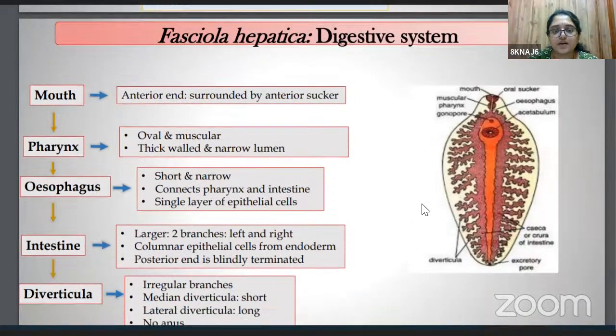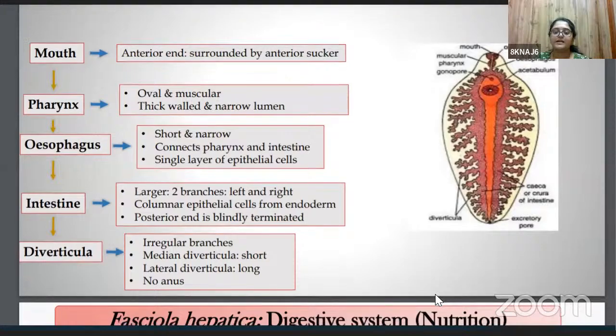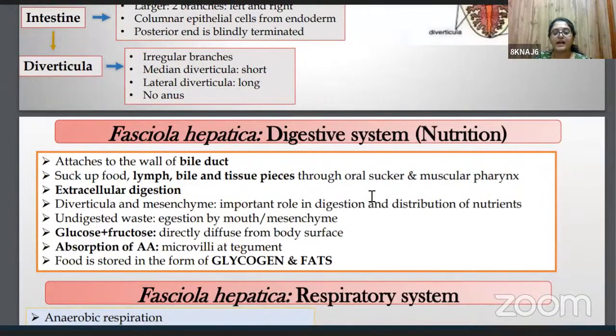When it comes to Fasciola hepatica, the feeding and digestion part: the liver flukes feed on blood, bile, lymph, and tissue pieces. It attaches itself to the wall of the bile duct, and sucks up the lymph, bile, and tissue pieces through the oral sucker and the pharynx. So you have extracellular digestion. The food is sucked into the intestinal ceca with the pumping action of the muscular pharynx. Digestion is extracellular. No complex enzymes are present as such.